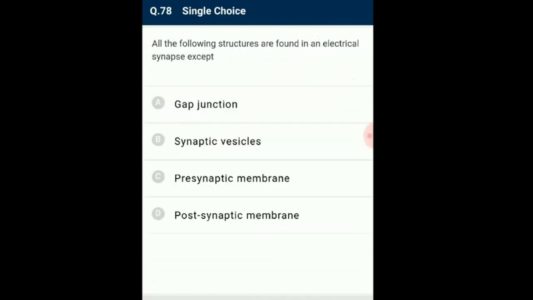Question number 78. All the following structures are found in electrical synapse except synaptic vesicles, which are part of chemical synapse in a neuron. Synaptic vesicles or neurotransmitter vesicles store various neurotransmitters that are released at the synapse. The release is regulated by voltage dependent calcium channel. Vesicles are essential for propagating nerve impulses between neurons and are constantly recreated by the cell. So the answer is option B, synaptic vesicles.